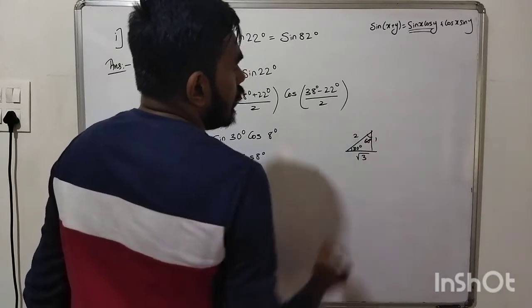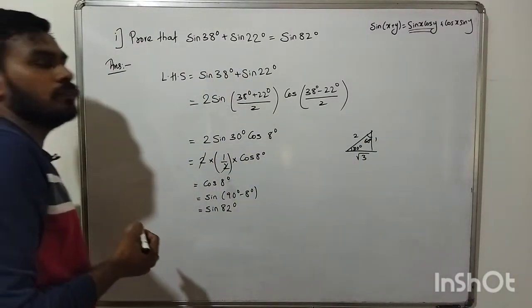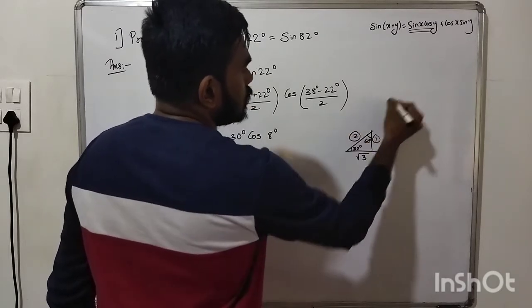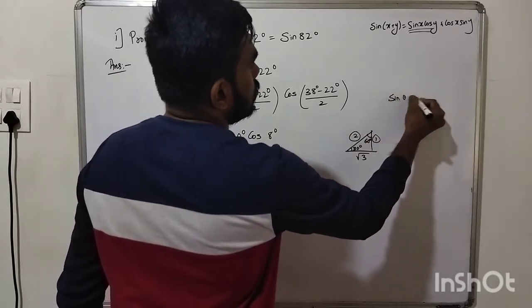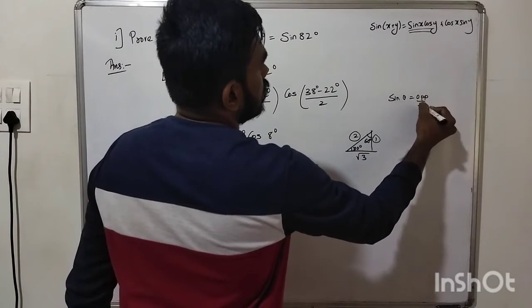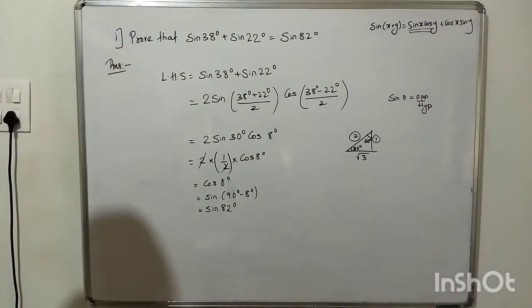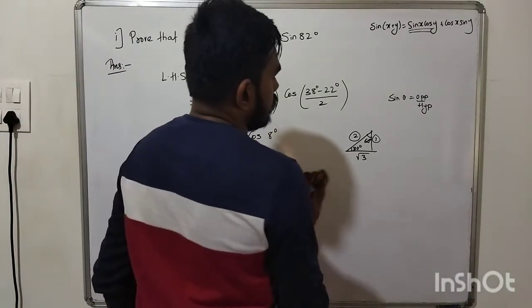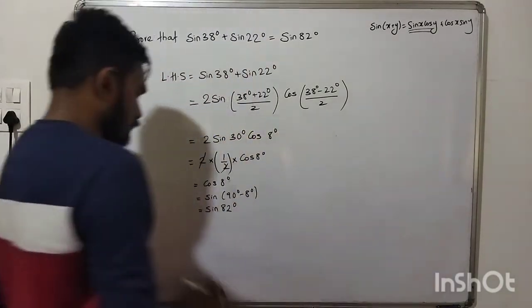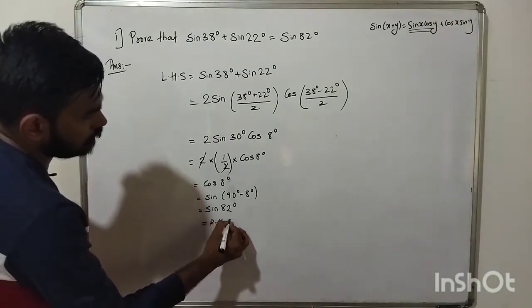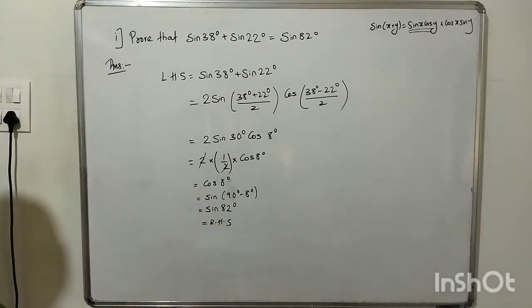So from this, you all know sine 30 is half. Sine 30 is opposite upon hypotenuse. So opposite 1, hypotenuse is 2. Sine 30, sine theta, opposite upon hypotenuse, okay? So we get half there. Understood? So this is RHS. This way to prove. So first problem is done.